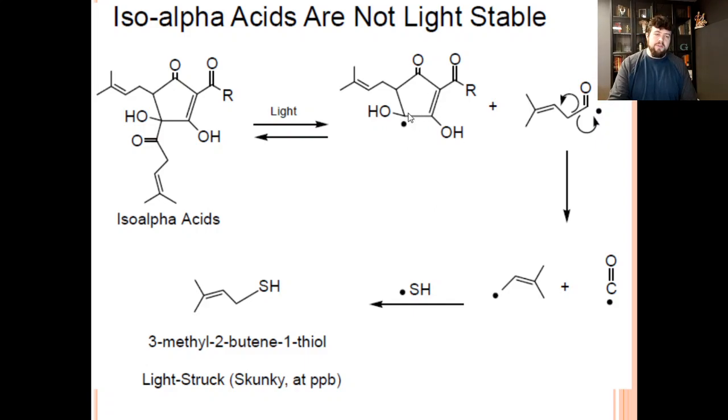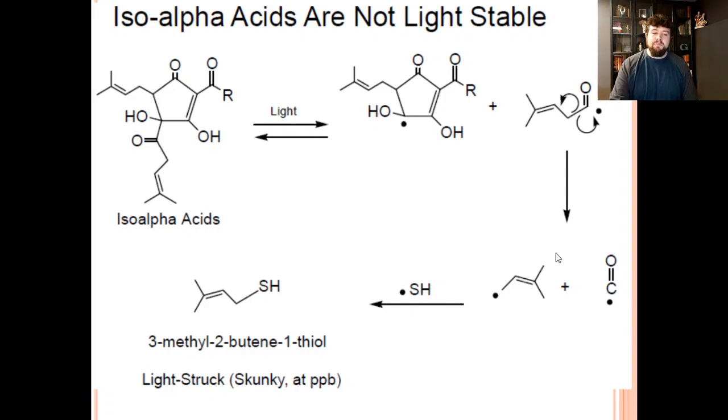These free radicals will then cleave this bottom portion off the isoalpha acid. And now free radical, giving you what we see right here. So the core of the molecule plus this free radical containing small side chain. And this is where things get important, because this free radical side chain is incredibly reactive. Free radicals are incredibly reactive.